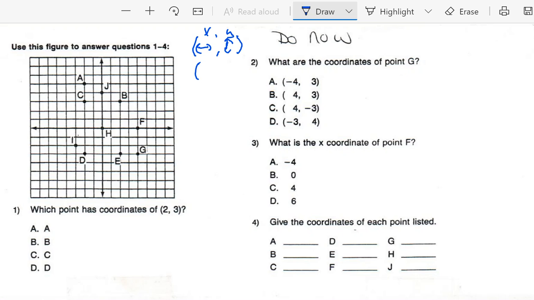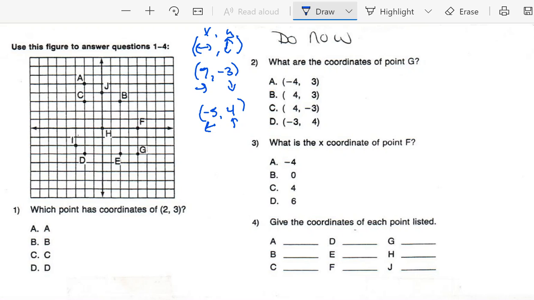If we have a point (7, -3), the 7 is positive, so we go to the right 7, and the -3 is negative, so we go down. If we had (-5, 4), we would go left 5, up 4. So again, positive tells you right, negative tells you left. For y, positive tells you up, negative tells you down.